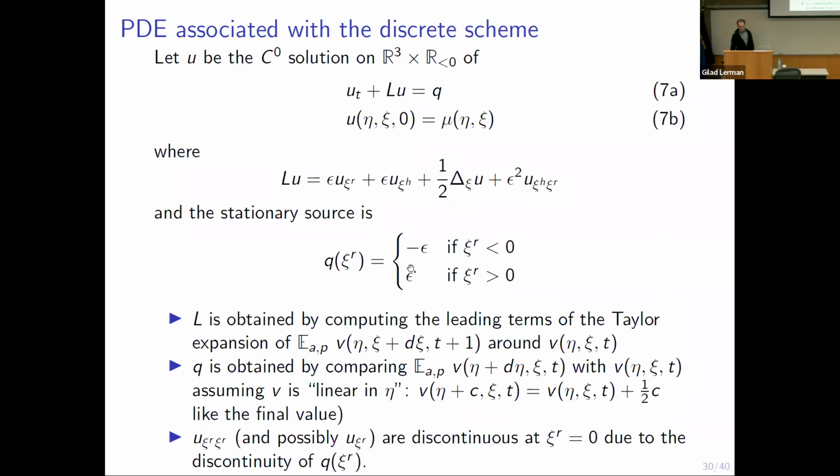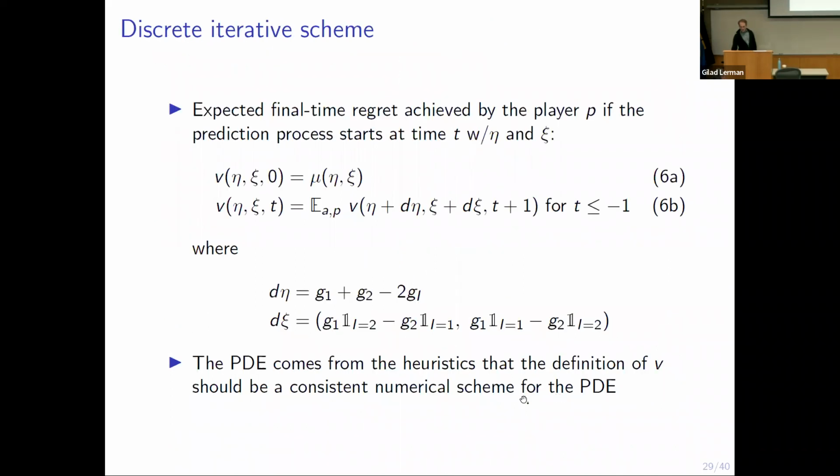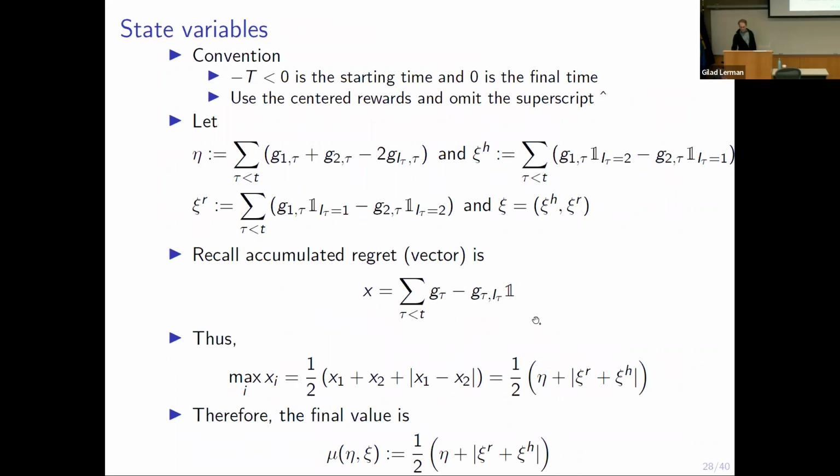And the stationary source term, which is epsilon if CR equals 0, and minus epsilon if CR equals 1, if less than 0. So this comes from the policy. So this Q is obtained by just looking at how V is incremented when the spatial variable that tracks how the player does is incremented. Eta, since the final value of this expression, well, it's linear with a factor of 1/2.